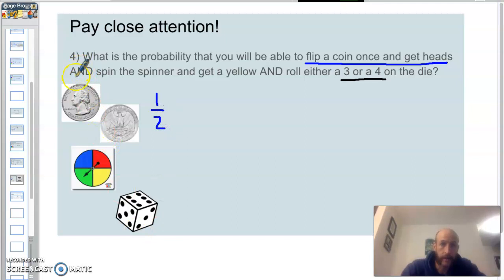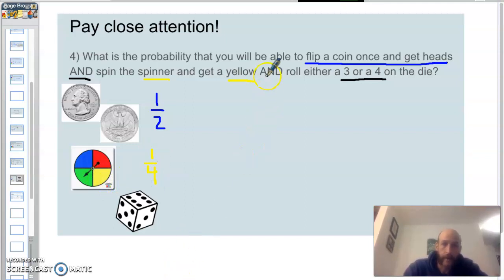And we're looking for a second thing to happen here. Spin the spinner and get a yellow. Okay, so the probability of getting a yellow is, well, there are 4 possible outcomes. Only one of them is yellow, so the probability is 1 out of 4. Okay?